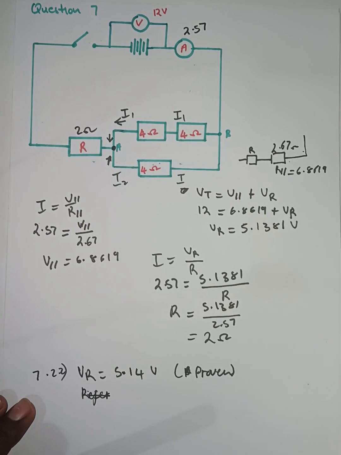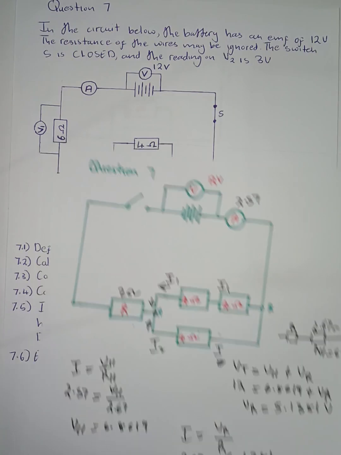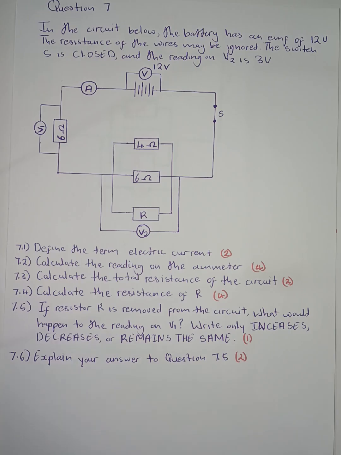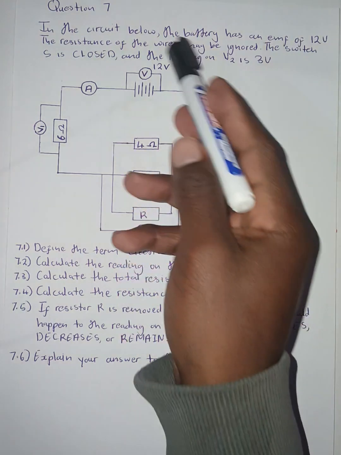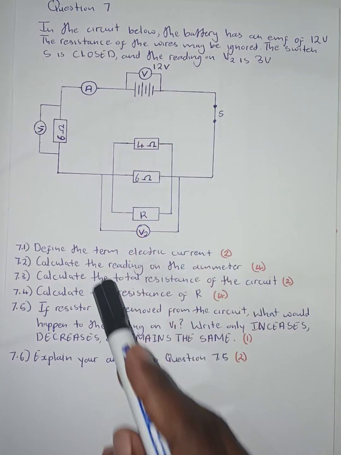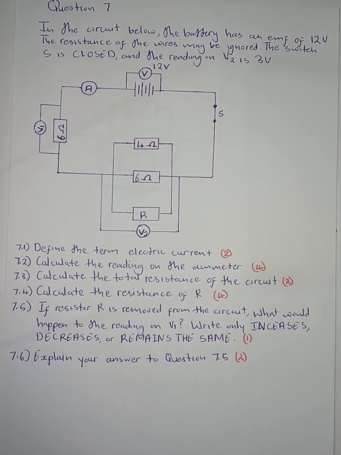So we're going to look at another question, and I think that might conclude it. We're going to do question 7. Again, I sourced it from a past paper. They say that in the circuit below, the battery has an EMF of 12 volts. The resistance of the wires may be ignored, meaning that the wires would not use any of the energy provided by the battery. They said that switch S is closed, meaning that there is current passing through.